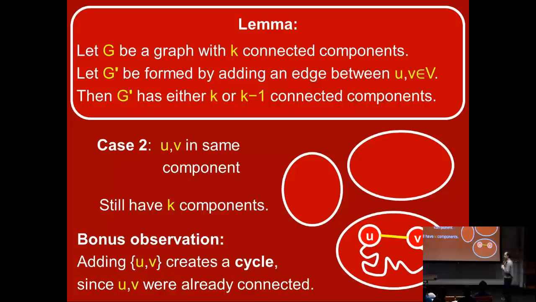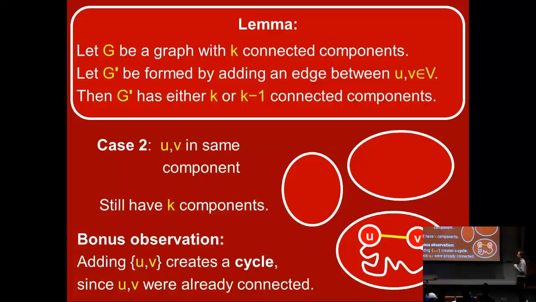I do want to add a comment here, though. There's a little bonus observation you can make when you're thinking about this lemma. And it's actually this. In this case, too, I claim that when we add an edge from u to v, we actually create a cycle in the graph. Because, see, u and v were in the same connected component by hypothesis of case 2. So that means there was a path between them. And now we add an edge. So now it makes a cycle.